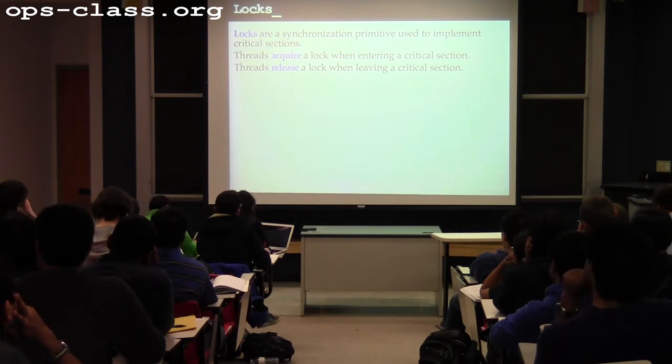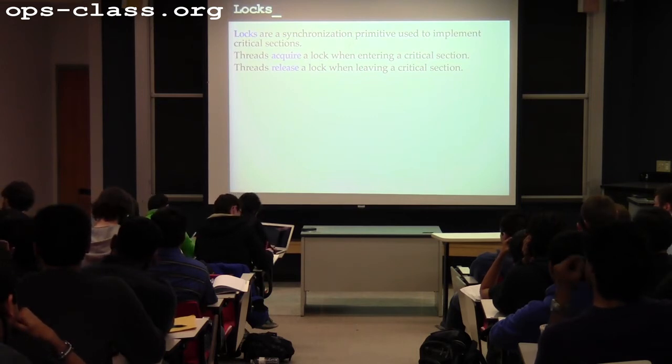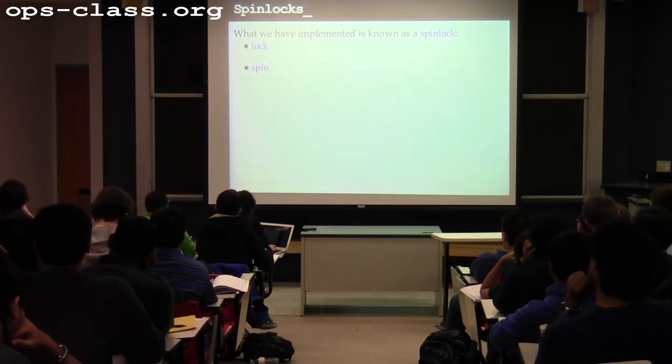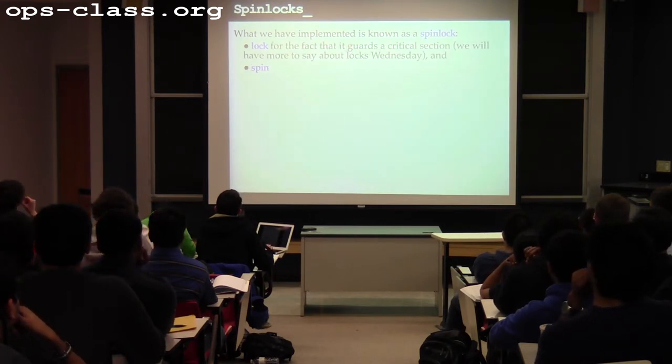To implement a critical section using a lock, when you enter a critical section, you acquire the lock. And when you leave the critical section, you release the lock. So you're essentially using a lock to make the portion of code that you're executing into a resource that only one thread can acquire at the same time. Now, what we've implemented so far is what's called a spin lock.